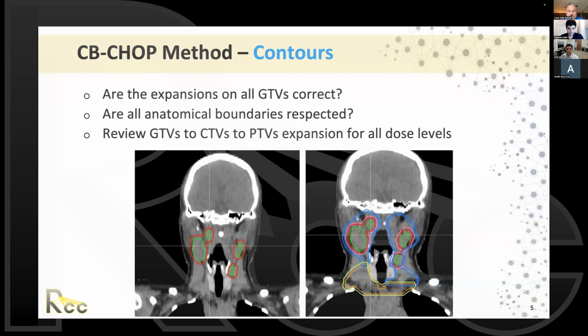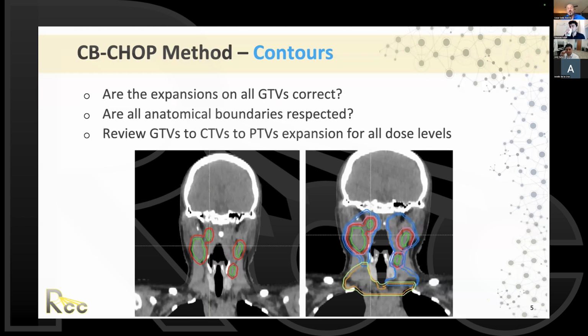Also, for example, we know that we are not only contouring targets, there are also organs at risk and other normal tissue around. So making sure that all the anatomical boundaries are respected is something that you need to check. And it's very common in head and neck that we're going to have different prescription dose levels. So you want to make sure that the expansion for each GTV of one prescription level corresponds to the CTV and PTV of that prescription level, making sure you don't mix up prescription level expansions.